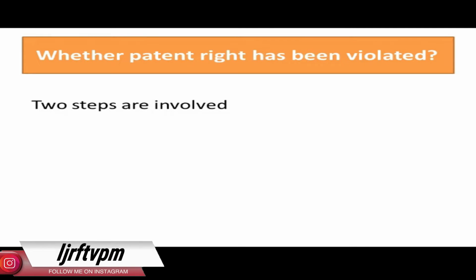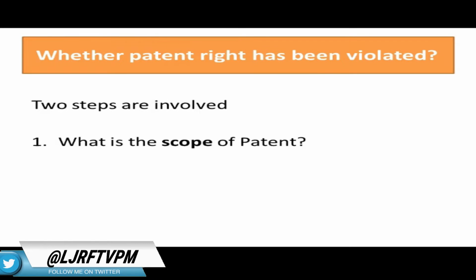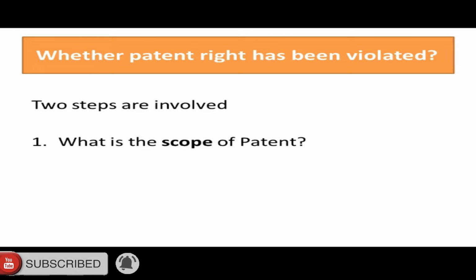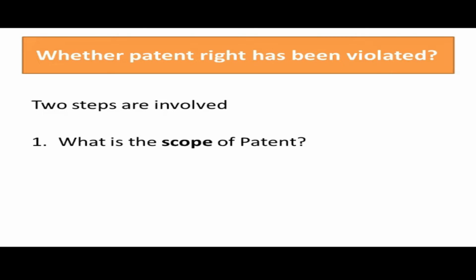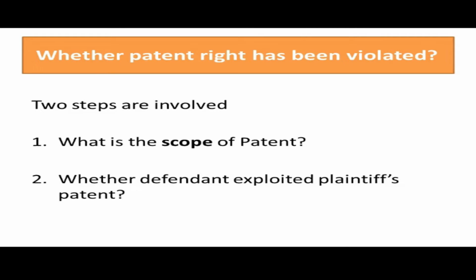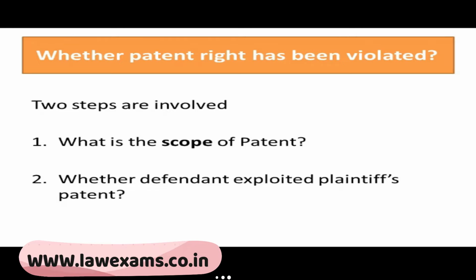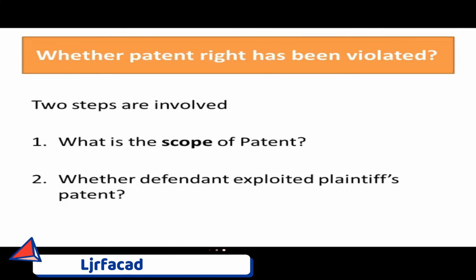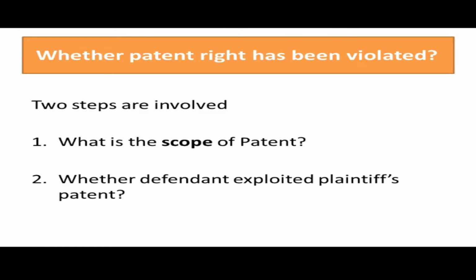That involves two steps. The first one is, what is the scope of patent? So plaintiff has a patent, and there is an allegation by the plaintiff that the defendant has violated the patent. So the first and foremost question the court should address is, what's the scope of patent? That's first and foremost important. And next one is whether the defendant exploited the plaintiff's patent. So having clarity about the first question, what is the scope of patent of the plaintiff, then we will have to understand what exactly the defendant is doing. Then the court will go for a comparison wherein the court will try to understand whether the plaintiff's patent has been infringed or exploited by the defendant. These are the two steps, two processes involved in a major question of patent infringement.